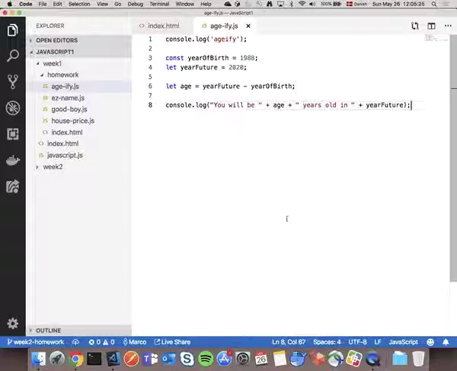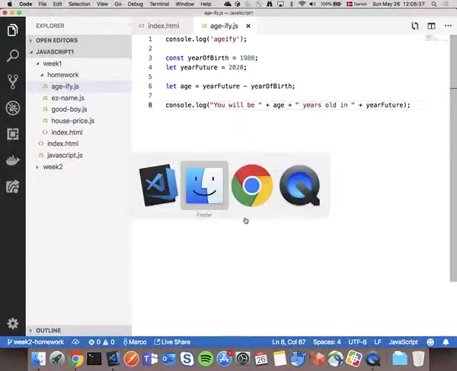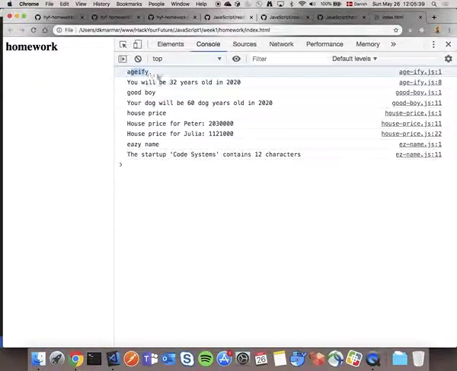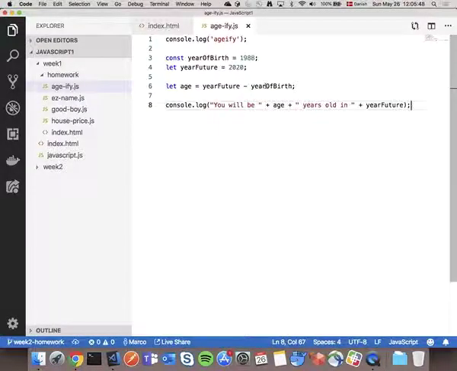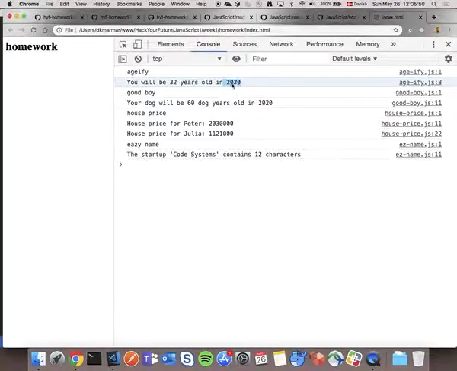And yeah, the first exercise, I think it was a bit easy to get around. And yeah, that was basically it. And we can see the result of this one is, yeah, it's this. So this part is age and this part is year future. So, and it appears as a string.